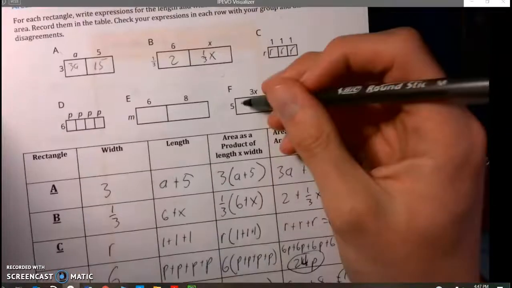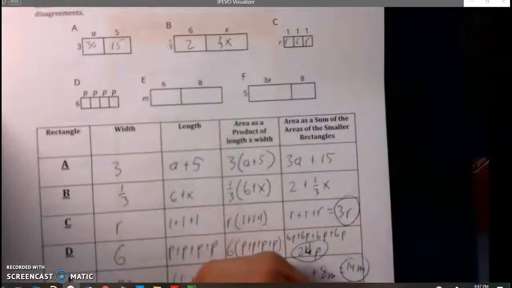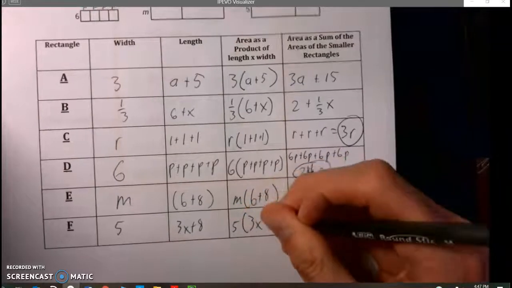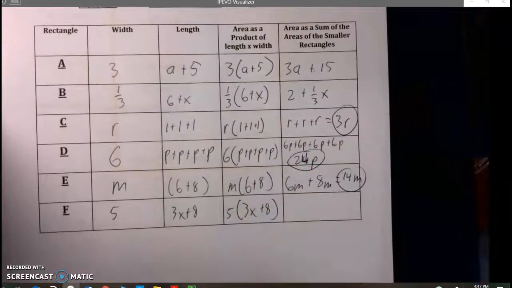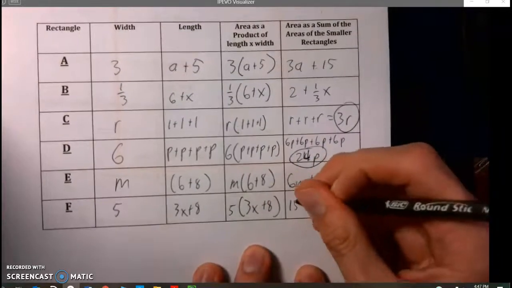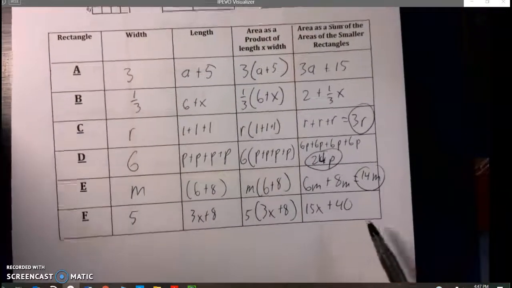And then the final one, 5 is the width. The length is 3x plus 8. That's distributive. Find the area of the whole thing, right, like that. 5 has to multiply in by each of those. 5 times 3x is 15x, and 5 times 8 is 40. I cannot combine these terms.